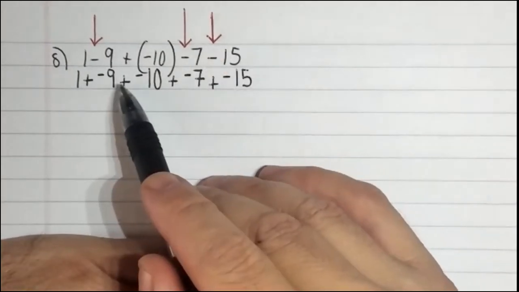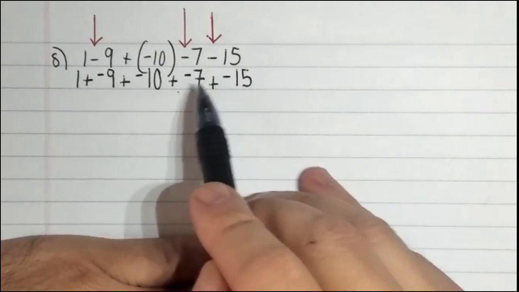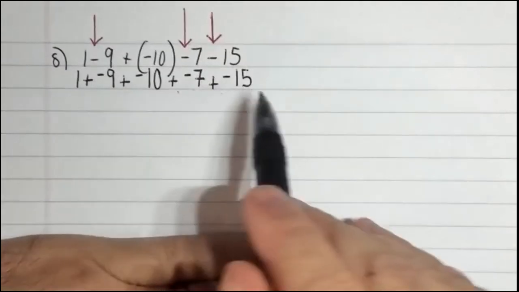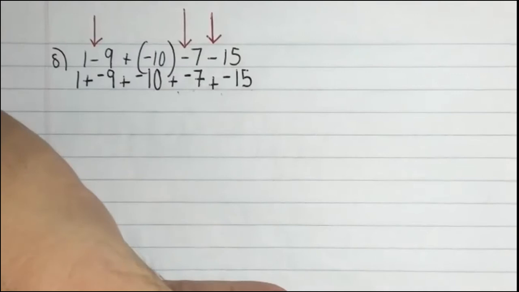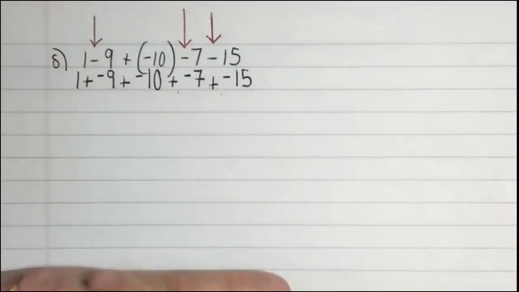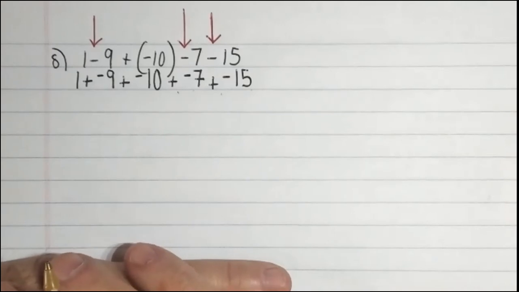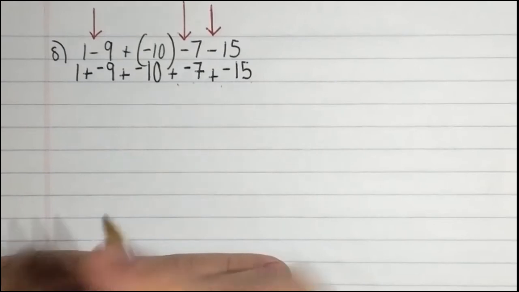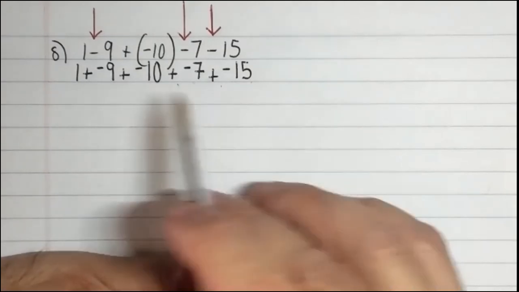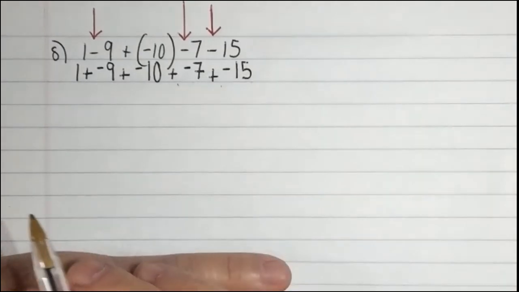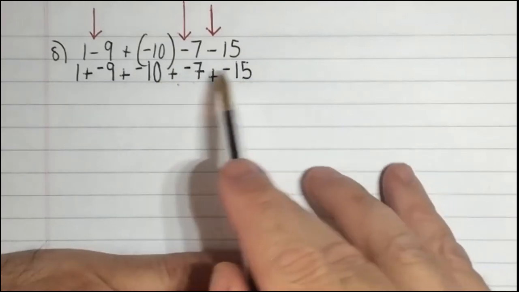1 plus a negative 9 plus a negative 10 plus a negative 7 plus a negative 15. So there's a lot going on. But if we follow our order of operations step by step, it's really not that difficult. You just got to do it step by step, one operation at a time. What we have is all additions going on at the same time. So how do I know, can I start right here?